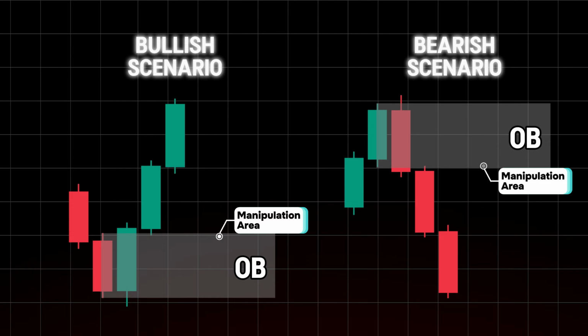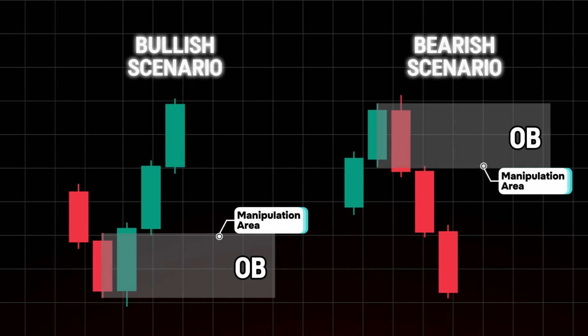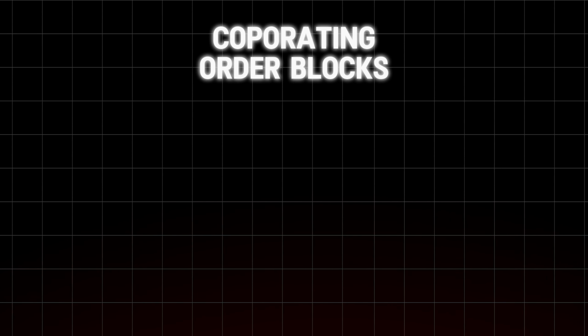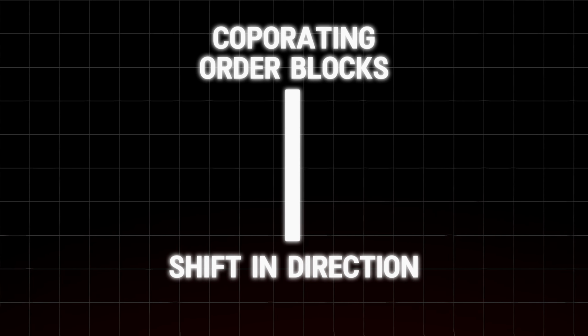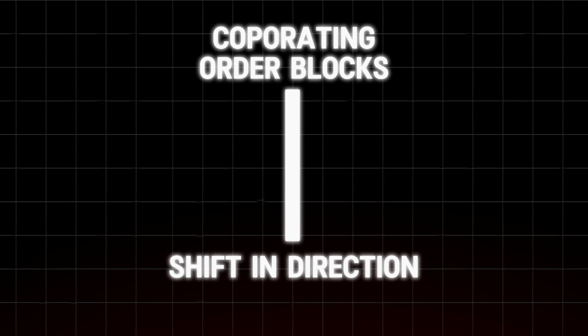The psychology behind these zones is that they often act as manipulation areas before significant price movements, making them high probability reversal points. By incorporating order blocks into our trading strategy, we can capitalize on potential trend reversals and directional shifts when price revisits these zones.